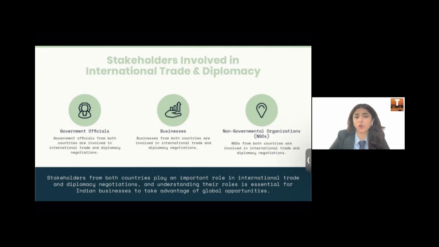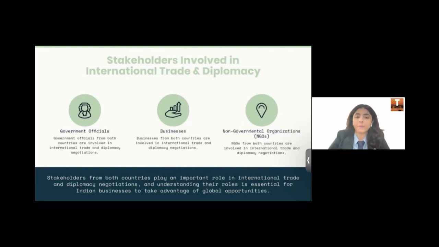Number two is international organizations. These are like the WTO, the World Trade Organization, the United Nations, the International Monetary Fund, the IMF. We have heard about these organizations, and regional trade blocs like the European Union and ASEAN. These are the important stakeholders. They provide a platform for dialogue, coordination, and rule-making in international trade and diplomacy by ensuring the smooth functioning of global economic relations.